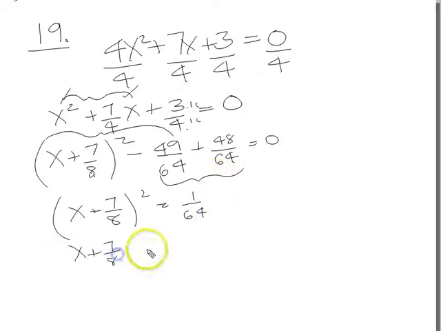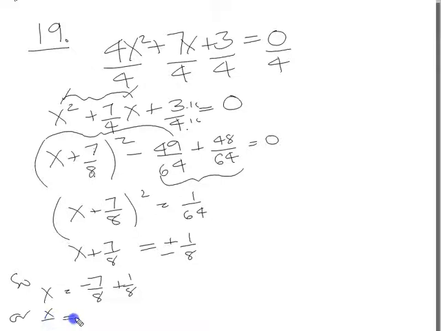x plus 7 over 8 is what you get when you undo the square by square rooting. Here you can introduce the plus or minus on this side. Square root of 1 over 64 is 1 over 8. So I can just write that down with a plus or minus. So then x equals, move the 7 over 8 over to the other side to minus. It will be plus 1/8, or x equals minus 7 over 8 minus 1 over 8. Agreed?